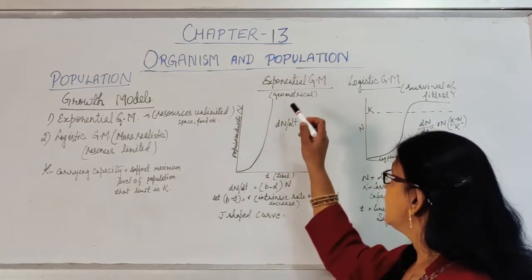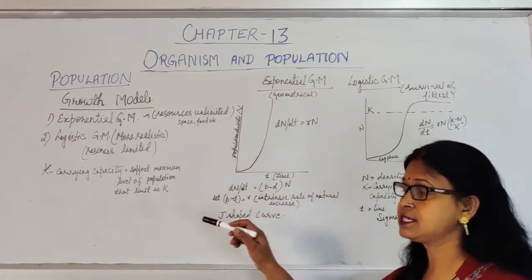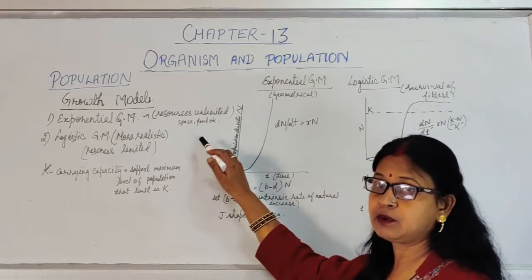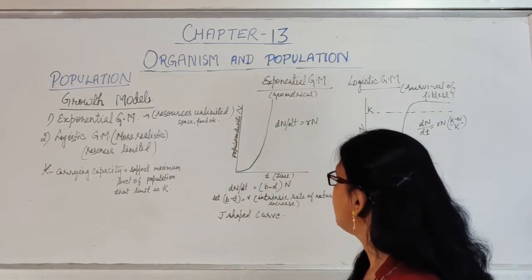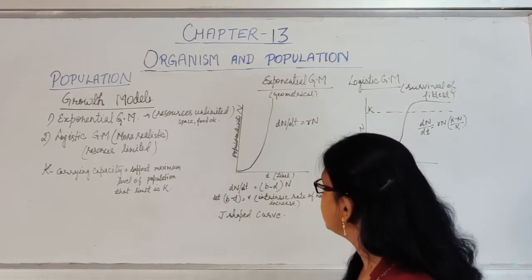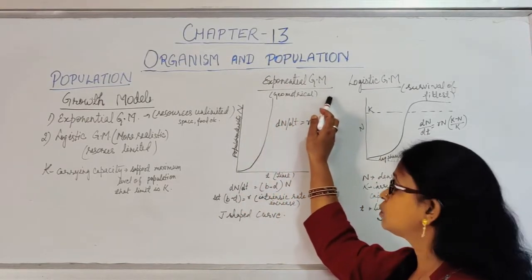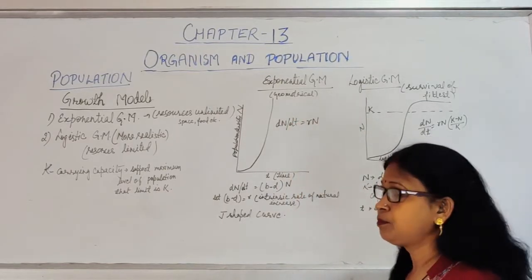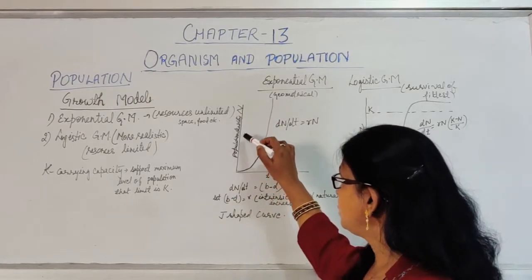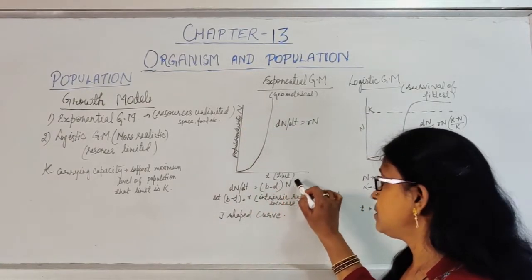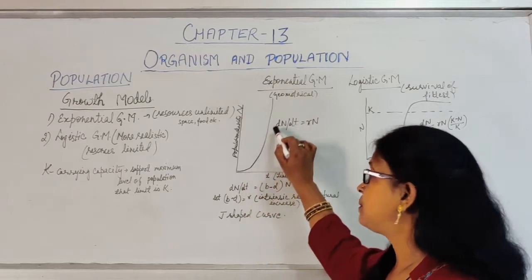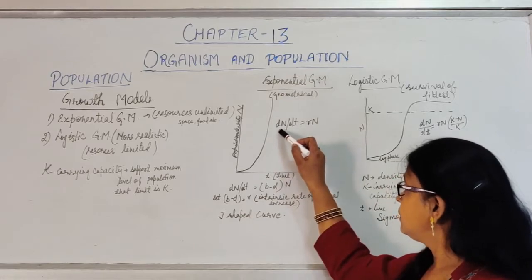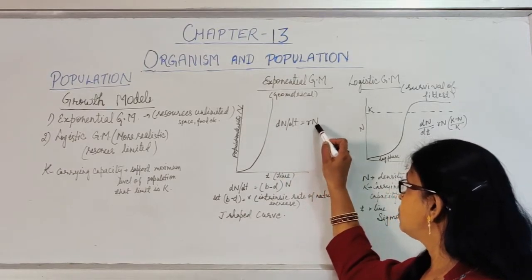Now we'll discuss these two growth models. The exponential growth model, as we have discussed, is the growth model when the resources are unlimited, and the growth of this population occurs in a geometrical way. Now when we plot a graph of population density N against time t, the graph will appear like this, a J-shaped curve. Now dN by dt is equal to rN.